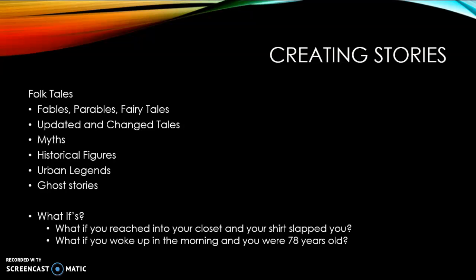Then, of course, there's always the more traditional stories that sometimes people think of, such as folk tales, the fables, parables, fairy tales, and the more updated and changed tales that we're beginning to see sometimes in books, but kids can make these up themselves as well. Myths, historical figures, urban legends, and ghost stories.